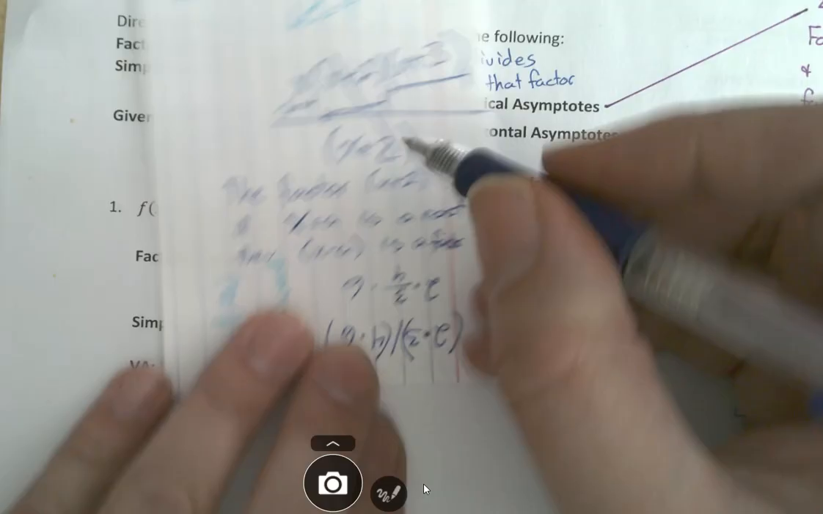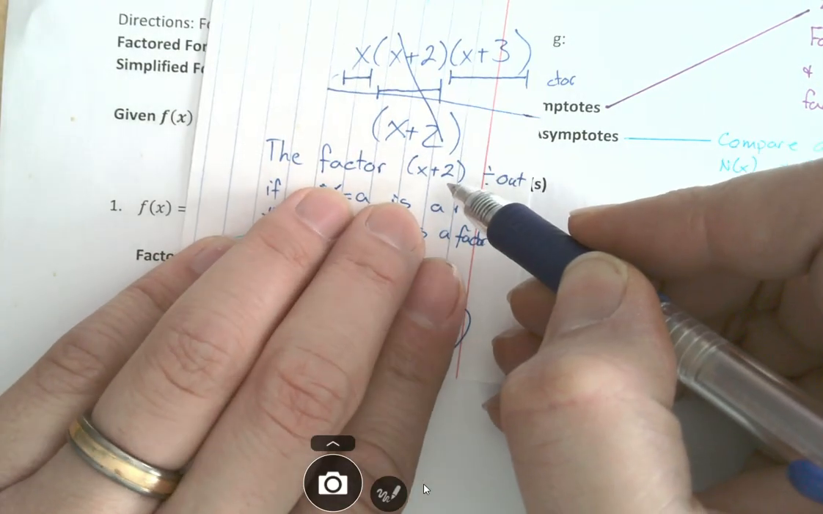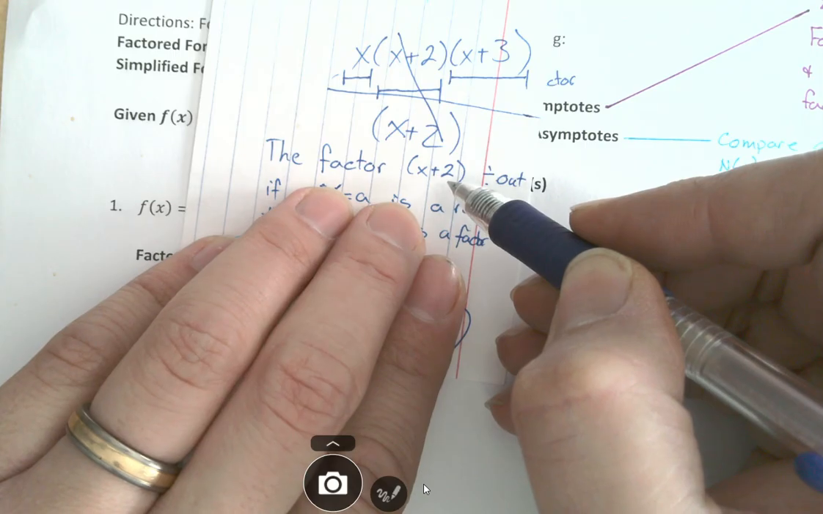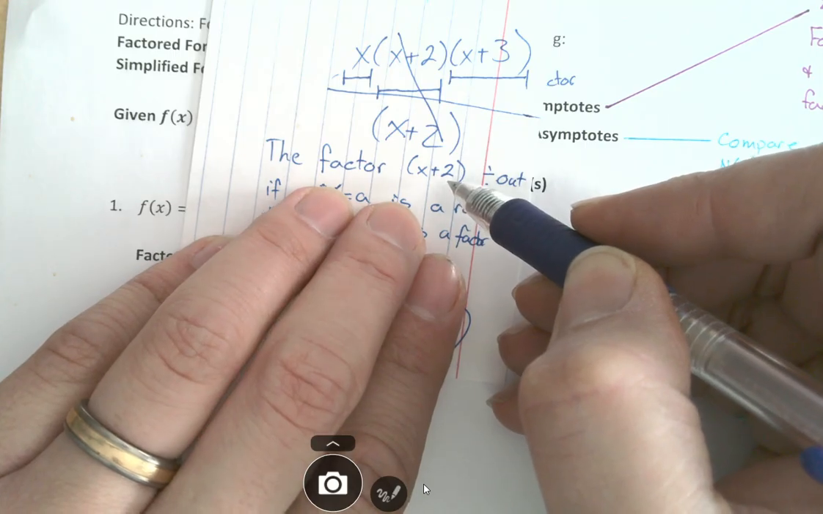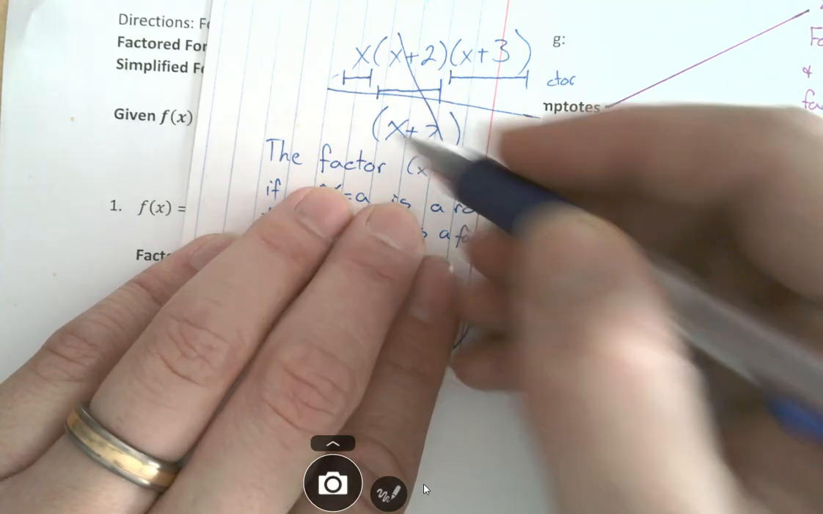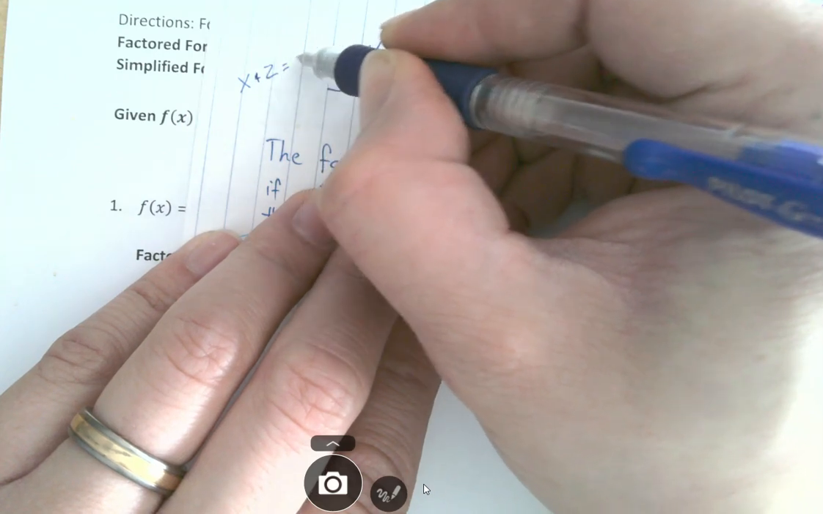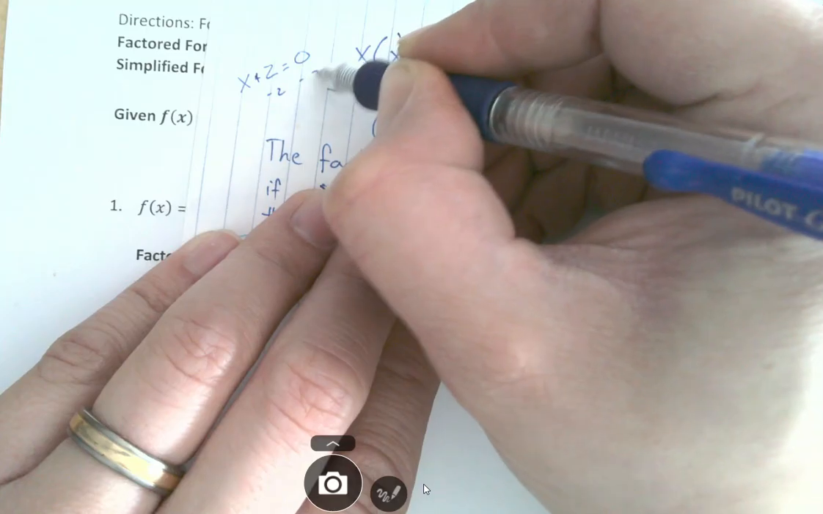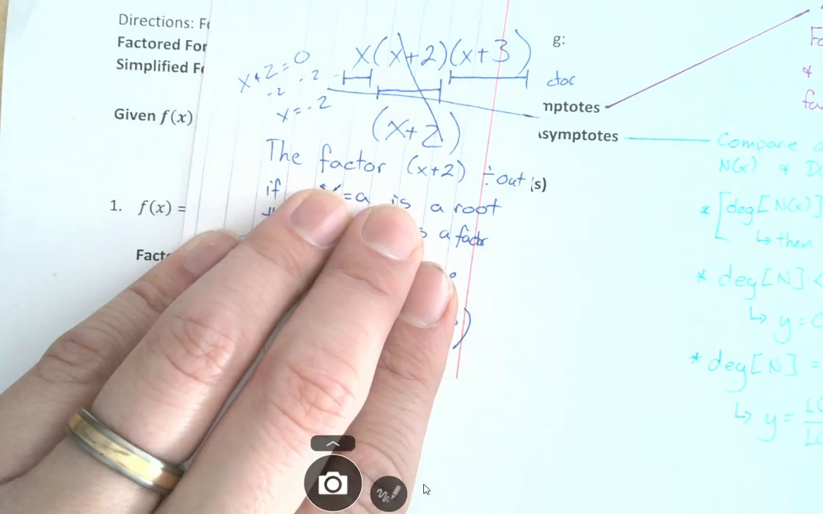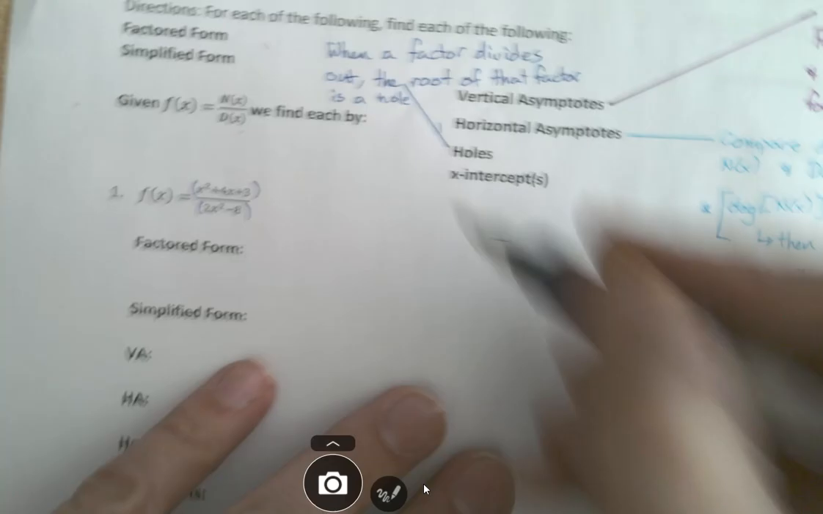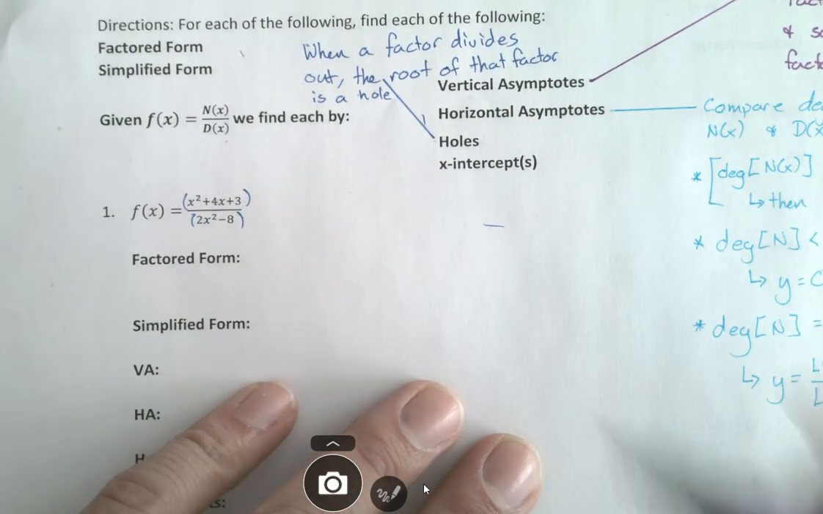Last little question with this one. If x plus 2 just divided out, where's the hole? At negative 2. Because if the factor is x plus 2, to find the root, we just set it equal to 0, and we get the root is at x equals negative 2. Awesome. Good job. Okay. How about x-intercepts? And this is the last one, and then we'll take a quick brain break.